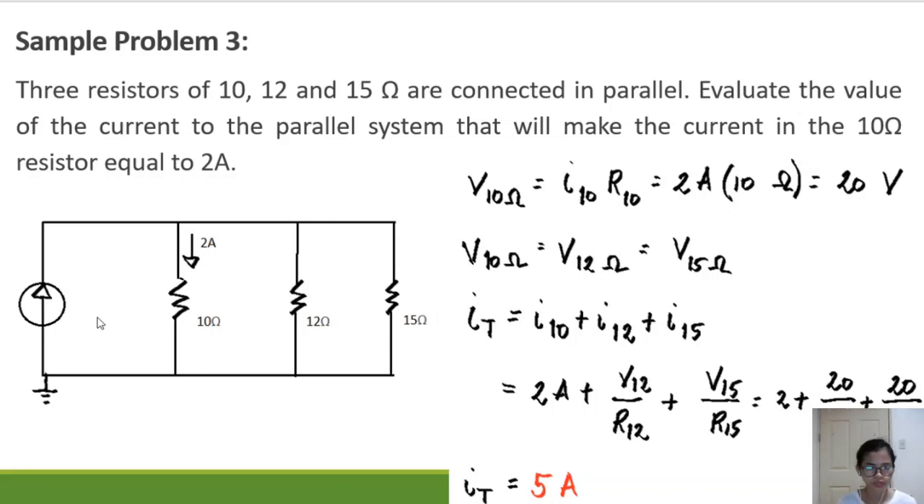And what are we going to do first? Do the analysis. We have here 2 amperes and 10 ohms. We will get the voltage across this one. And once we know the voltage at this branch, since this is a parallel system, then we will know the voltage on this branch and on this branch. After that, we can get the total current, because we can get the current here and here, as shown in the solution. So the total current will be equal to 5 amperes.